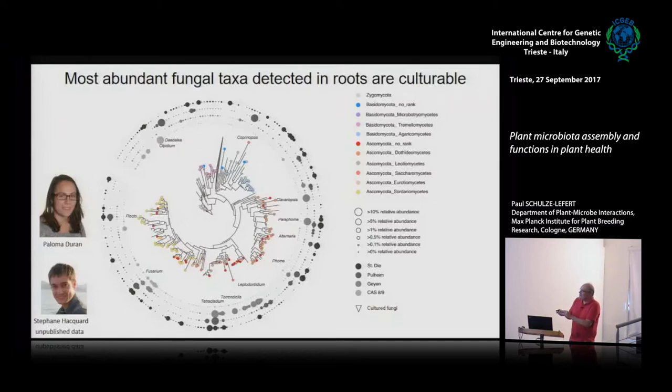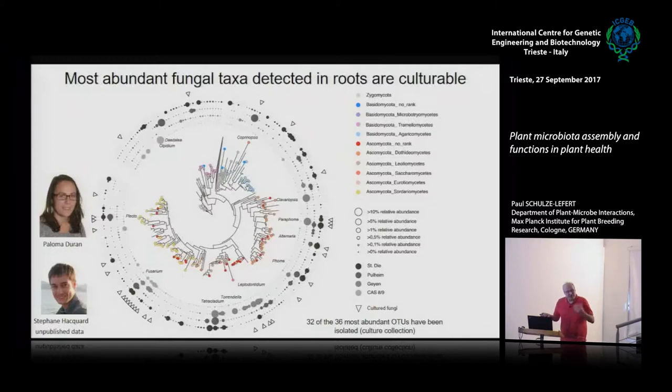And this shows the phylogenetic tree, and in the outer ring, this shows the relative abundance in different environments, in different soil types. And you can see that in each soil type, there are only few fungal endophytes that are abundant. Most others are low abundant ones. And the good news is that 32 of the 36 most abundant fungal endophytes they have been able to culture.